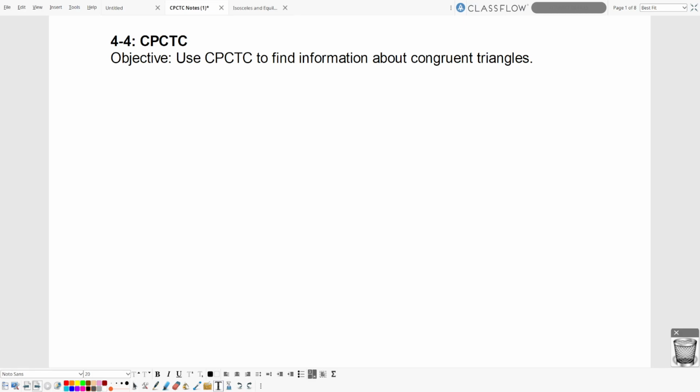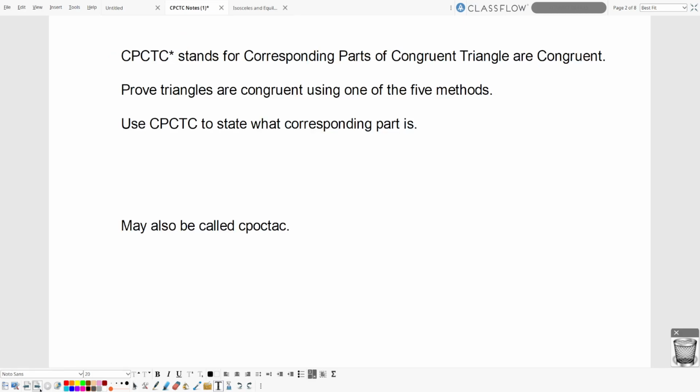So you might be asking, well, what is CPCTC? CPCTC stands for corresponding parts of congruent triangles are congruent. What this means is that from 4.1 we said that if we have congruent shapes, then these parts match up, they're corresponding with each other, so these angles match up, or sides match up. And if we're able to prove triangles are congruent using one of our 5 methods, we can then use CPCTC to basically pluck parts of information from one triangle to the other, because we know that they are congruent and corresponding parts would match up.